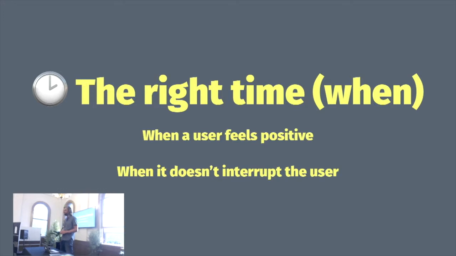Then the other point is the right time. What's the right time in your app flow to actually prompt a user for a rating? Is this when a user feels particularly positive about the world, the app, themselves, while using the app? They might have achieved something just a second ago, or they might have finished something. And also when it doesn't interrupt the user too much. You don't want to ask a user to rate your app when they're in the middle of something. You want to do it at the quieter moments in the flow of your app.